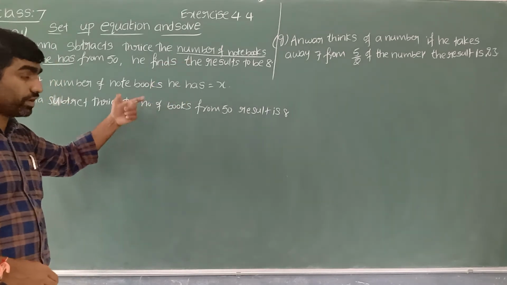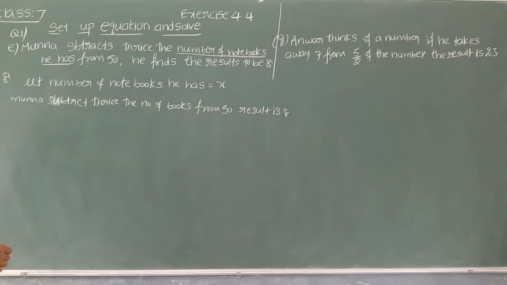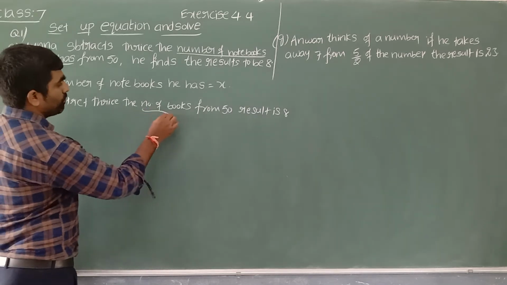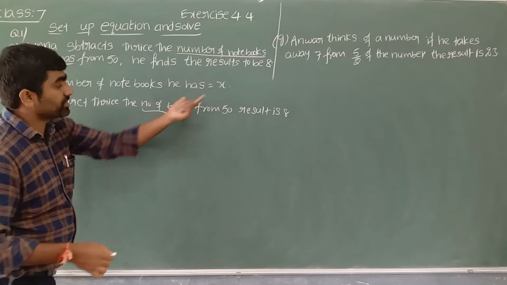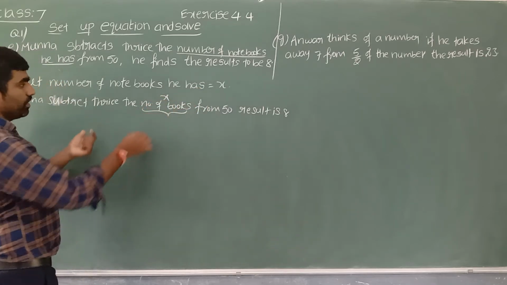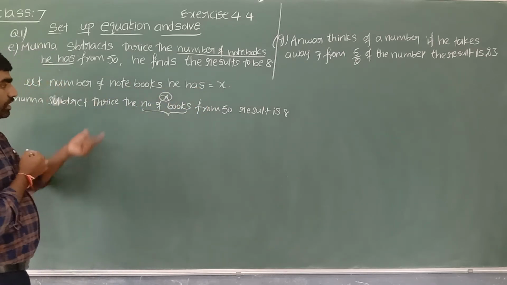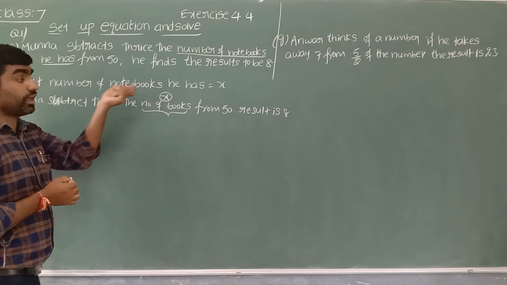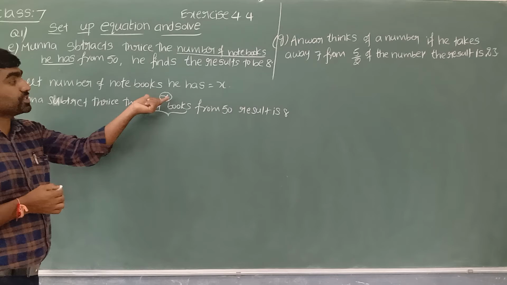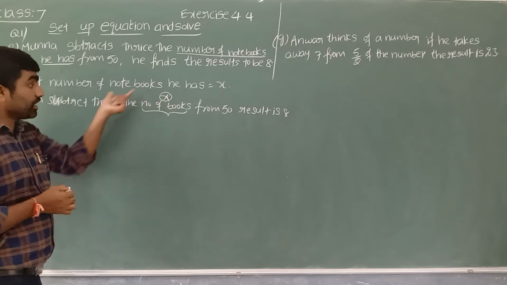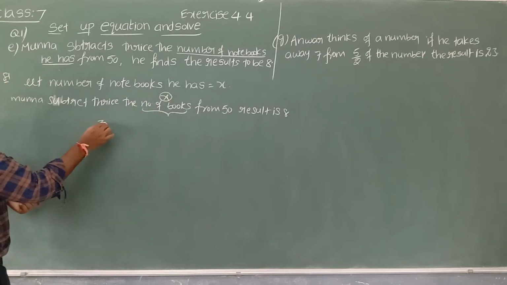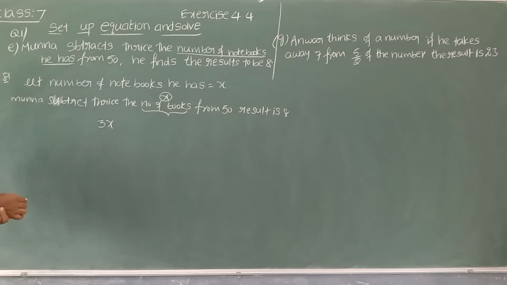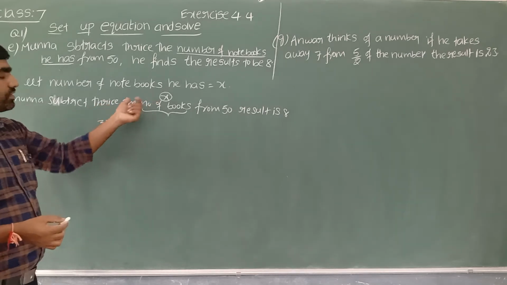Now this statement we will express mathematically. Now, the number of books. How many books are there with him? X number of books. He has X number of books. Tell me now, thrice X. What is the meaning of thrice? 3 times of X. How can I write? 3 into X or 3X.